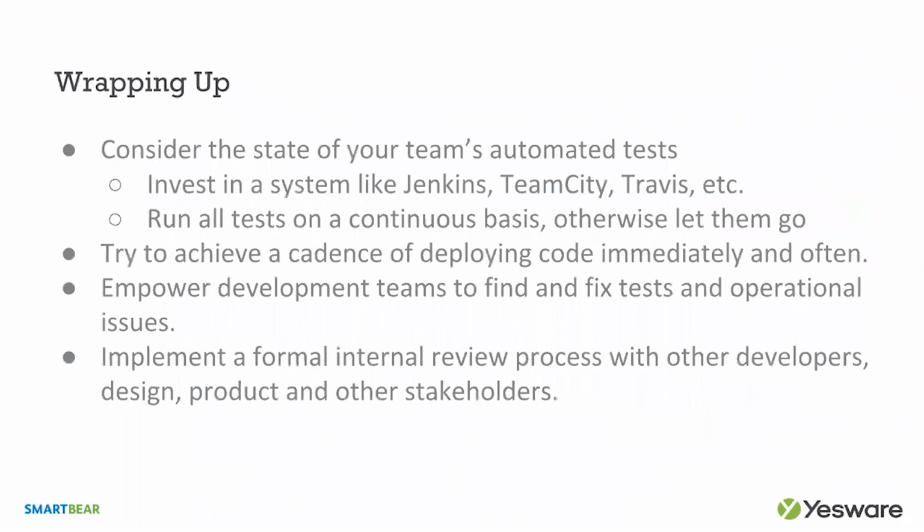In wrapping up, I have 4 main points that you may want to try to include in your own process. The first is to consider the state of your team's automation tests. Invest in a system like Jenkins, TeamCity, Travis. Run all the tests on a continuous basis, and if they're not able to do that, let them go. If you aren't set up to do something like pull requests via GitHub, you could run your tests nightly or hourly on the master branch, and then leverage hooks between tools to open communication beyond the development team so that people know what's going on.